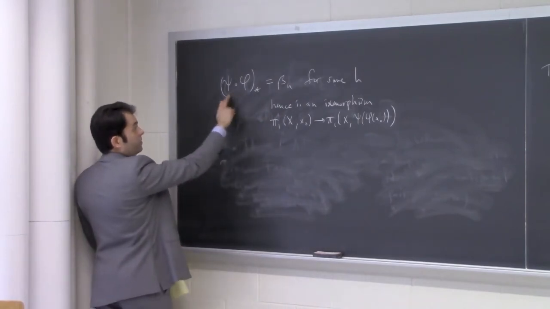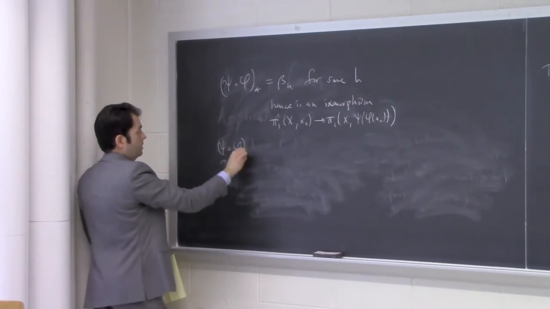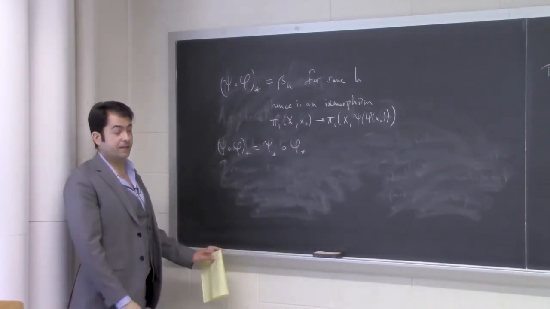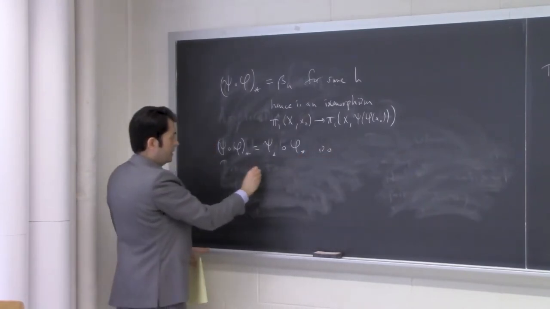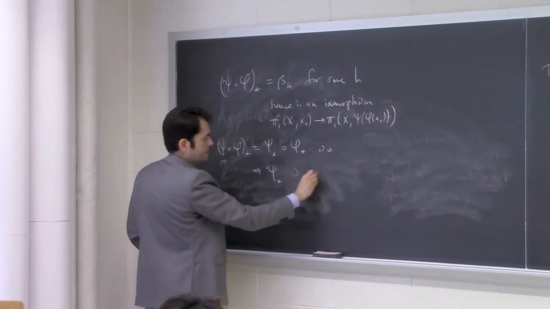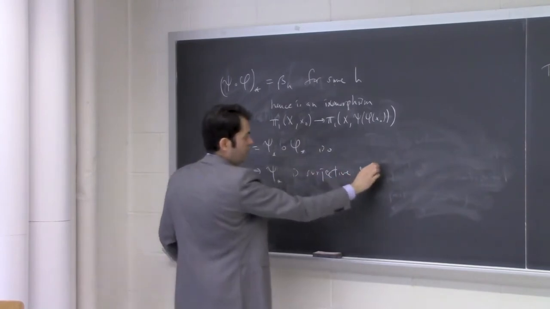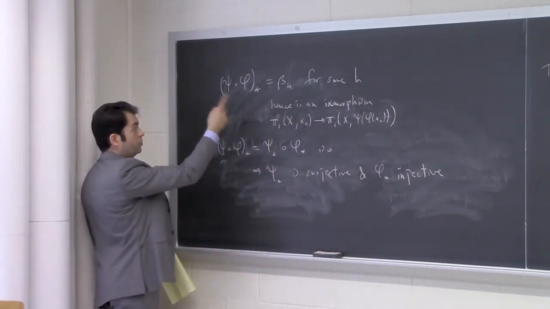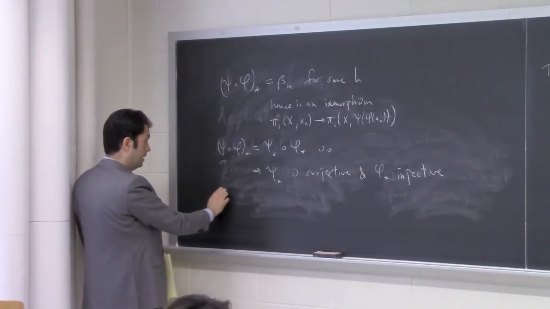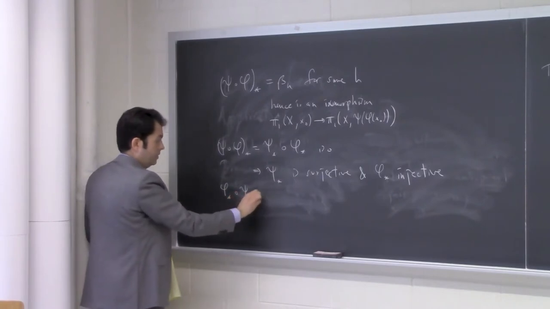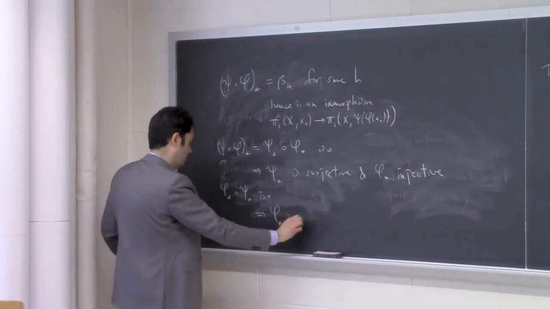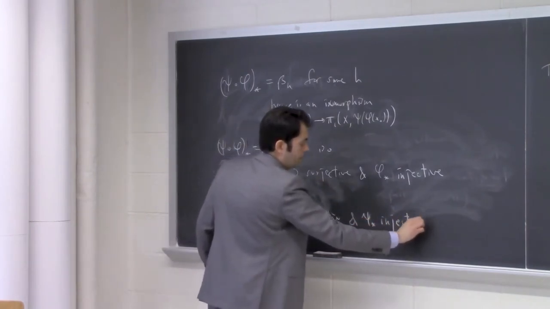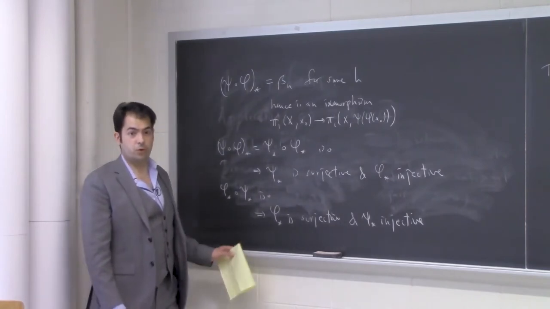But really what I care about is, since this is an isomorphism, and we know that the induced map of a composition is the composition of the induced maps, then this map must be surjective, and this map must be injective. And of course, the same thing is true if I switch the order, because that's also homotopic to the identity. So phi star composed with psi star is an isomorphism, so phi star is surjective and psi star is injective. And so in particular, they're both isomorphisms.